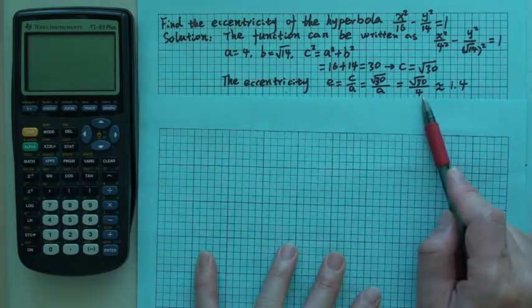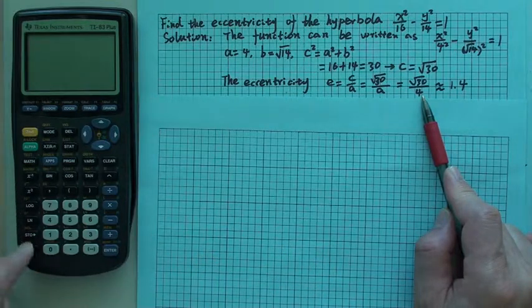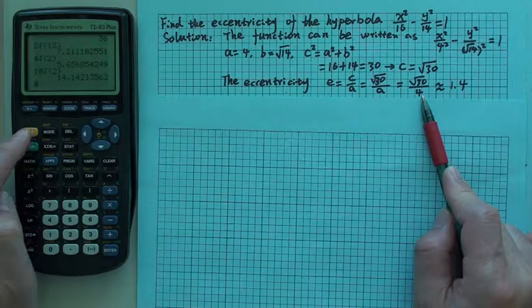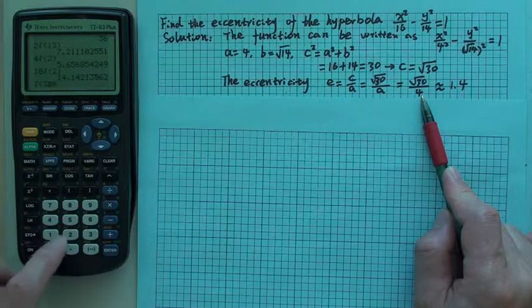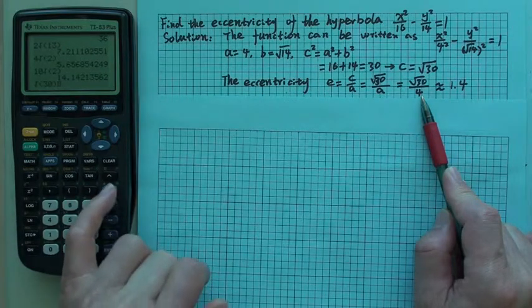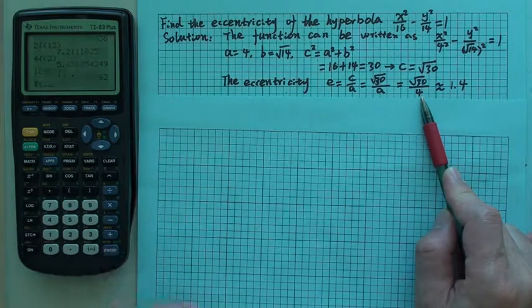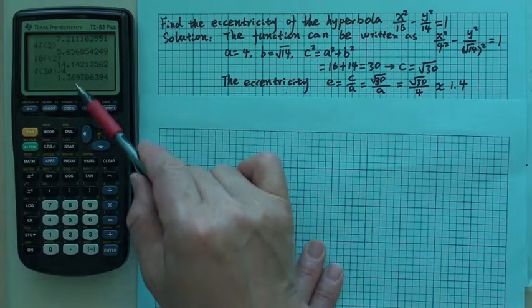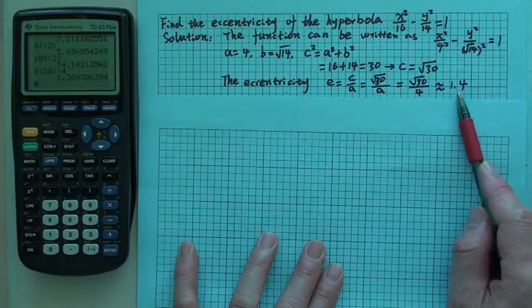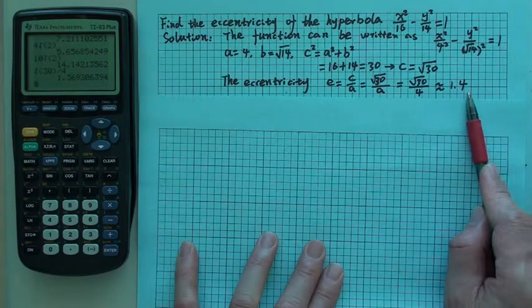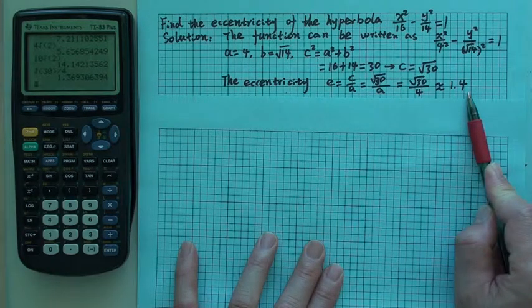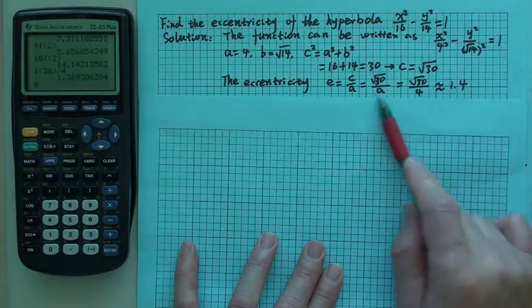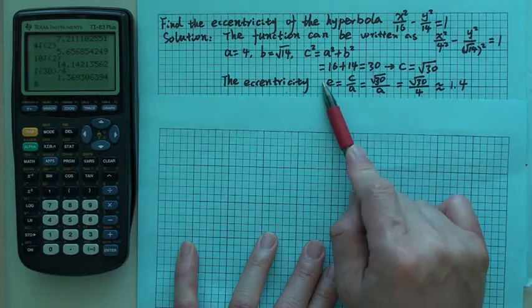You just calculate it. You type radical 30, close parenthesis, divided by 4, which is 1.36 something. You round it up, and you have approximately 1.4. This one sounds easy, as long as you remember the definition.